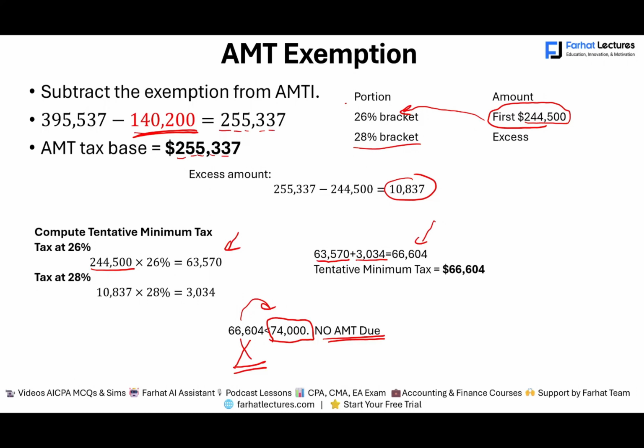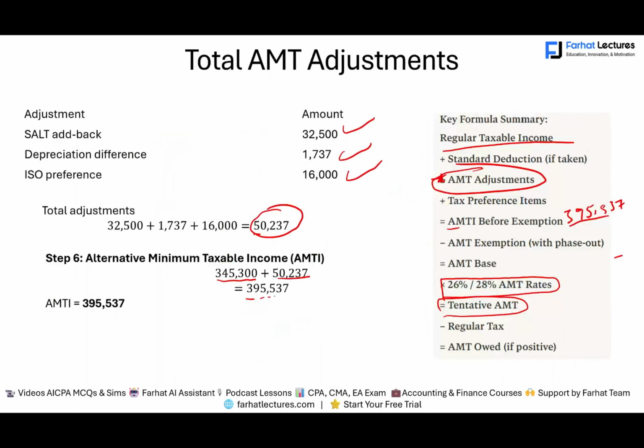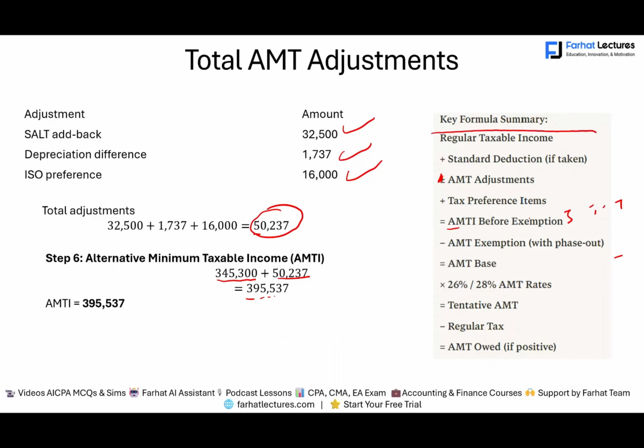Now on the CPA exam, I highly doubt that they will give you a simulation. And if they give you one, it will maybe be only the first part. For example, I'm guessing they might give you regular taxable income and want you to compute AMTI before exemption, because on the CPA exam they don't want to go into the phase out or the thresholds from year to year. But you need to be familiar with the whole thing, and you need to know that if AMT is lower, we take the regular tax.